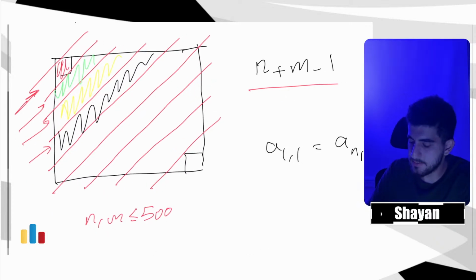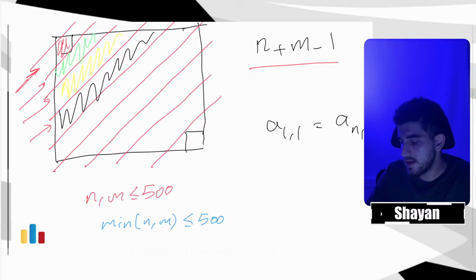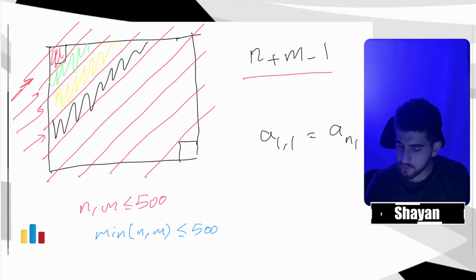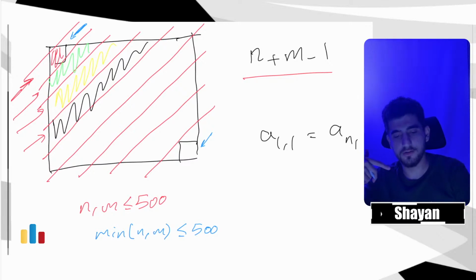Yes, exactly, minimum of n and m. So each diagonal has also at most 500 cells. Initially we can have two pointers, one on this diagonal, one on this diagonal, one on this diagonal. Each time both of them come one step closer to each other.